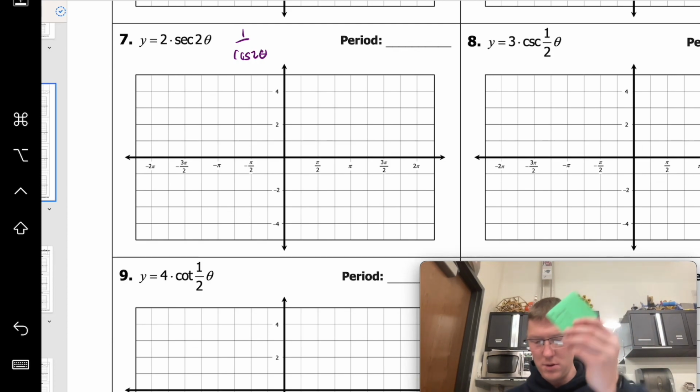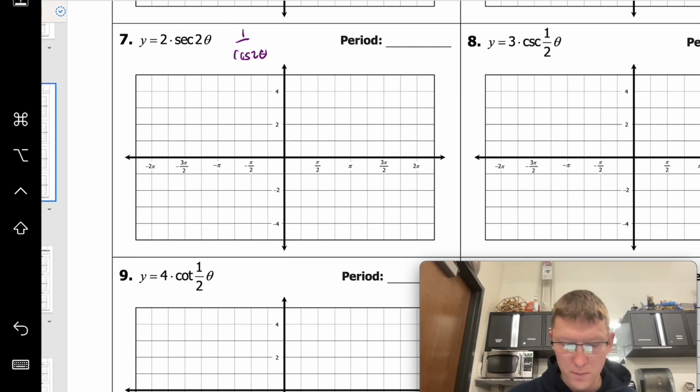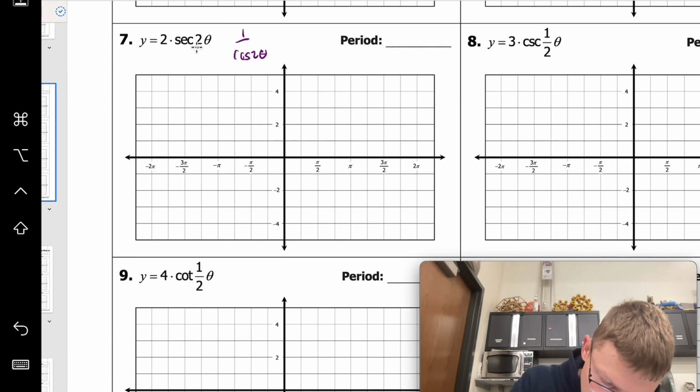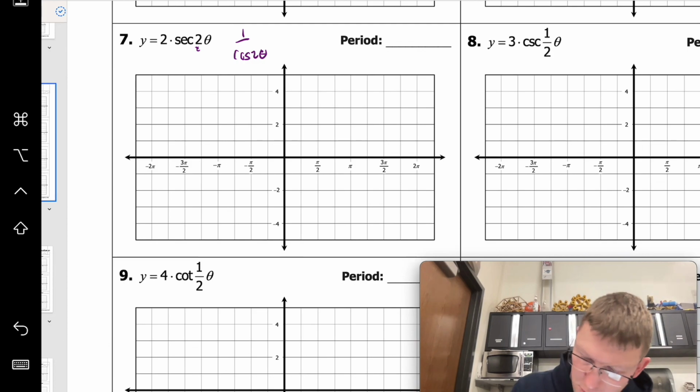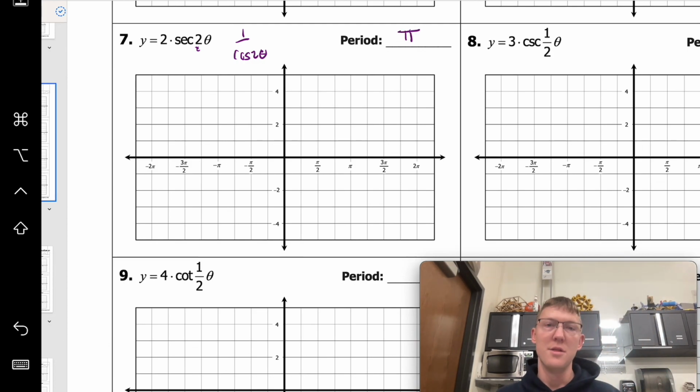I'm looking at my note card. Sine and cosine, the period is 2 pi over b. b in this case is this number right here. So it's going to be 2 pi over 2, which is just pi. Again, this is very helpful because once we find either an asymptote or whatever, it's going to repeat every pi.